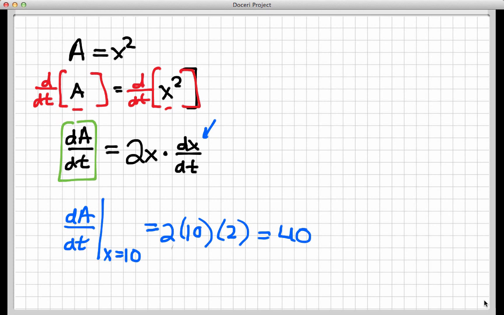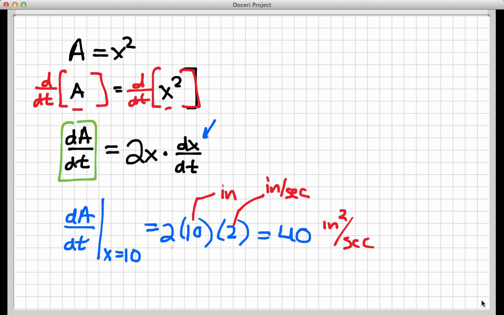Now let's make sure we got the units correct on this as well. 10 is in inches. That's a side length. 2 is given in inches per second. And inches times inches per second gives me square inches per second, and that is a correct unit for the derivative of an area with respect to time.